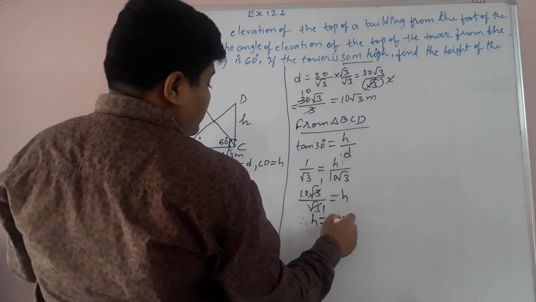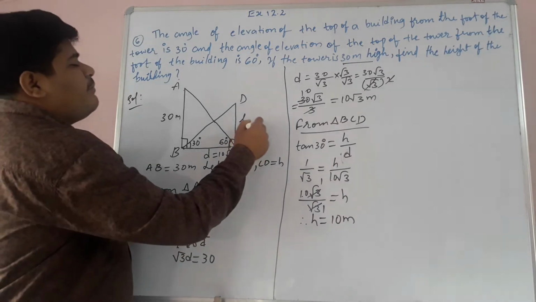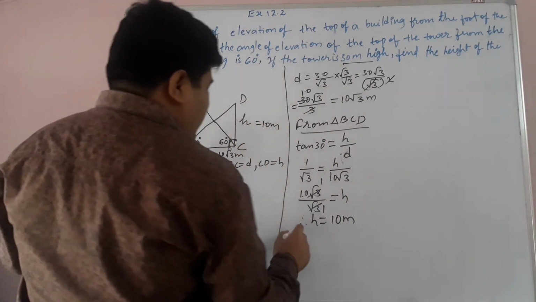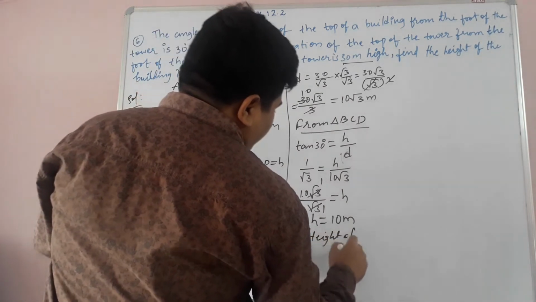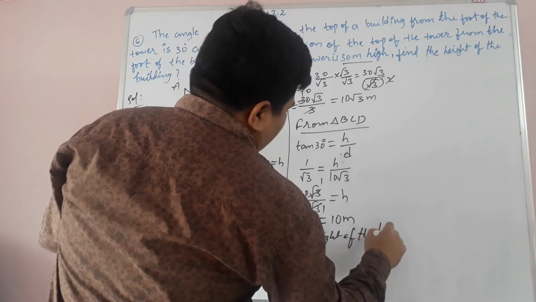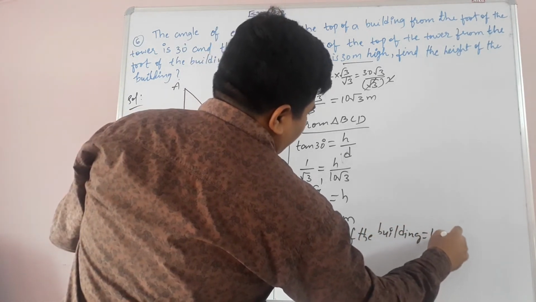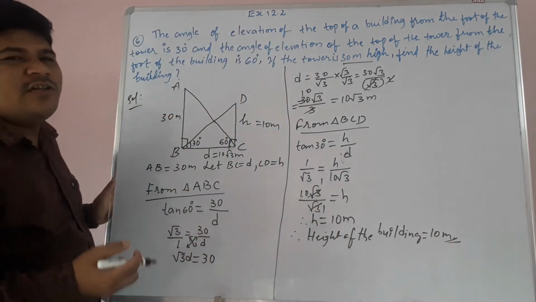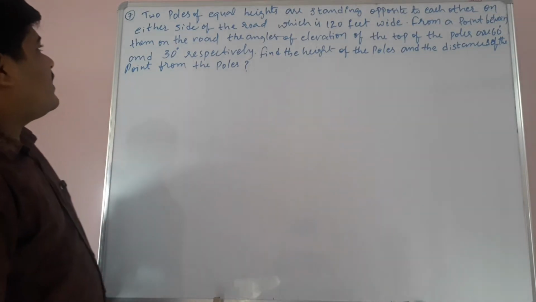So children, here what are they asking us to find? The height of the building. So the height of the building is 10 meters. So here finally you can write, therefore the height of the building is equal to 10 meters. Okay, so children, in this way we will solve this problem. Let's see problem number 7.